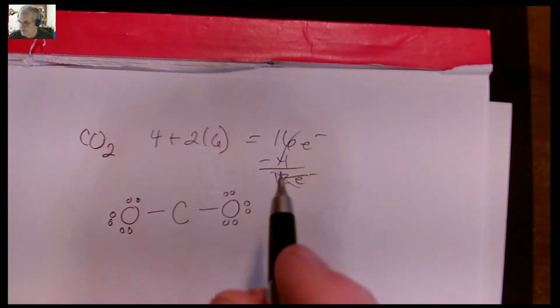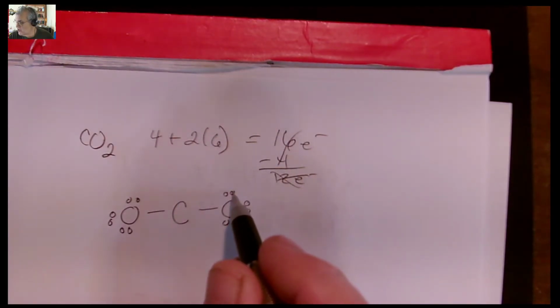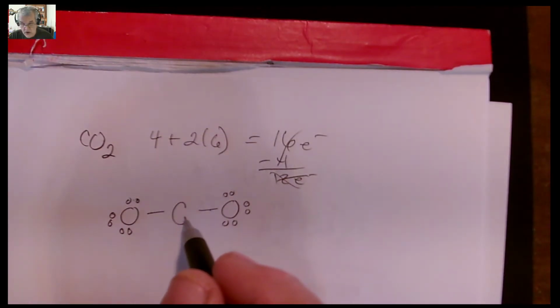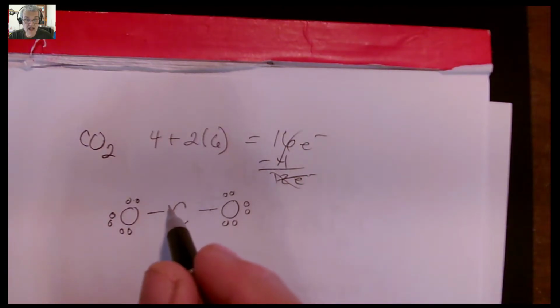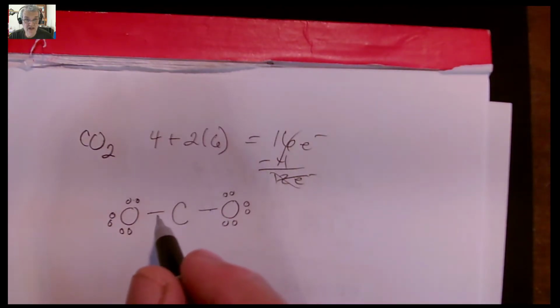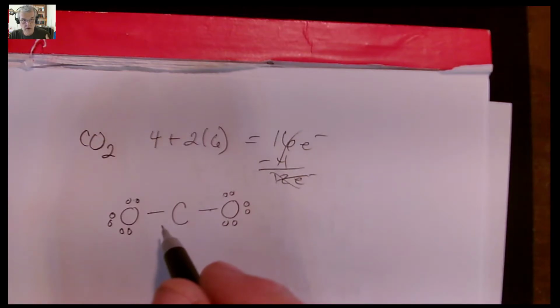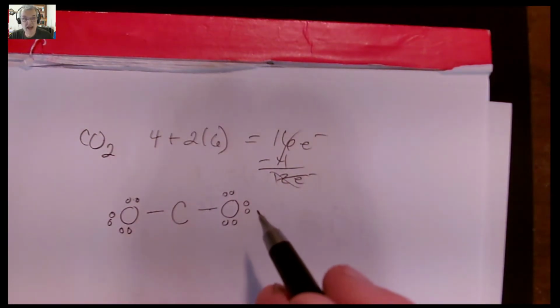Now I have to check it. Octet rule satisfied? 2, 4, 6, 8. Yep. 2, 4, 6, 8. Yep. No, not for carbon. Carbon does not have 8 electrons around it. It only has 4 electrons, not 8. It does not satisfy the octet rule. Carbon is not a group 3 or below, therefore we will satisfy the octet rule. So to satisfy the octet rule, what do we have to do?